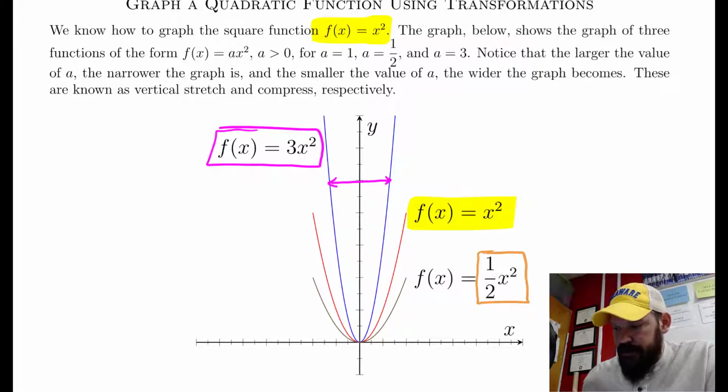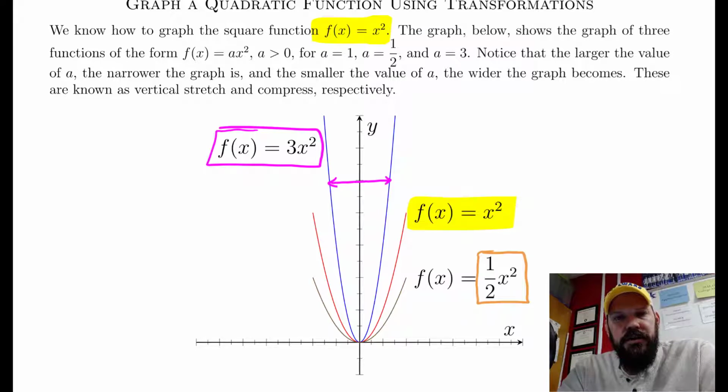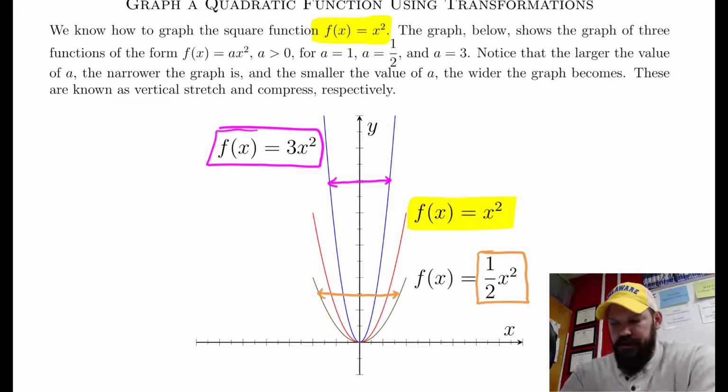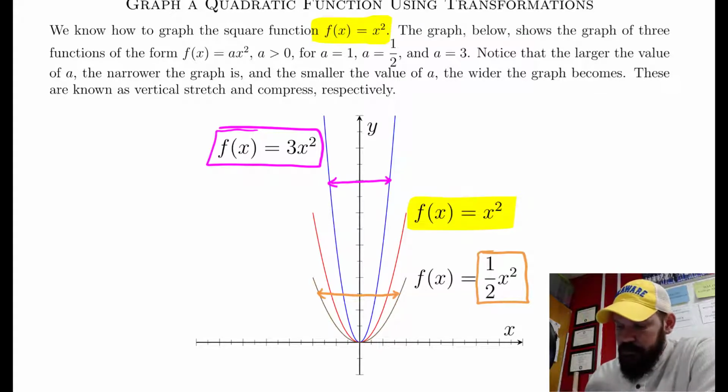The third graph does just the opposite. Our third graph is 1/2 x squared. So now we're multiplying x squared by a value that is between 0 and 1, and we get this black graph on the screen that has the arms spread out a little bit further than our parent function of x squared.